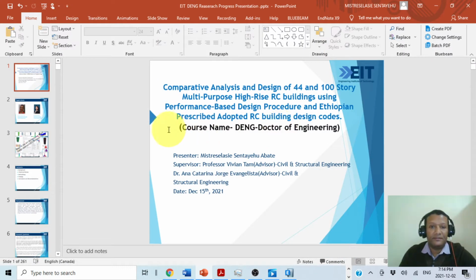So the whole idea is comparative analysis and design of 44 and 100 story multi-purpose high-rise RC buildings using performance-based design procedure and the Ethiopian prescribed, adopted RC building design code. So we have these models, because this work is new. I am doing it from scratch. I will come up after the literature review, and I will show why this work is original. So let me continue.